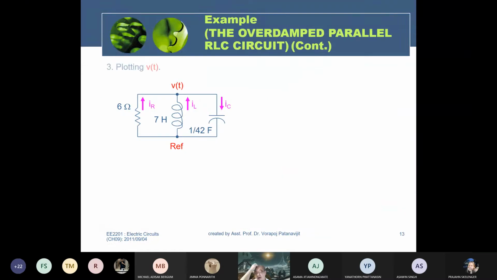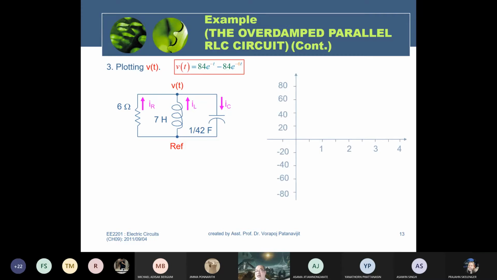Now, from an overall point of view, what happened? You can see that the capacitor voltage equals 84 e^(-t) minus 84 e^(-6t). Next, the first term is represented by the blue curve.